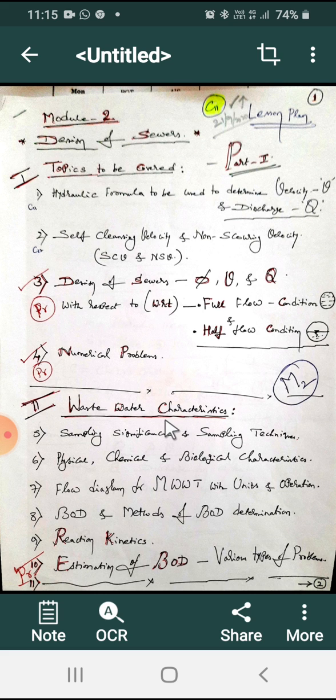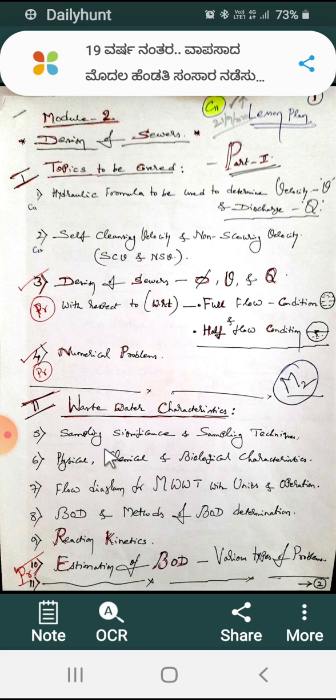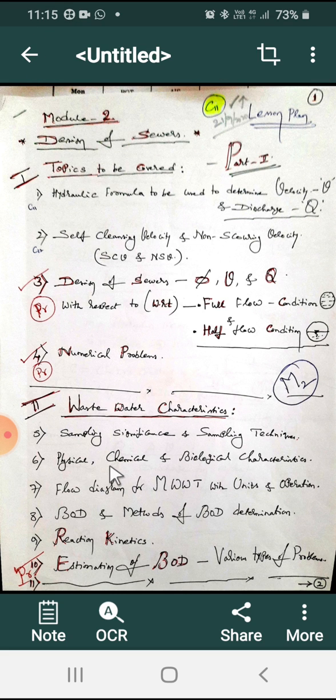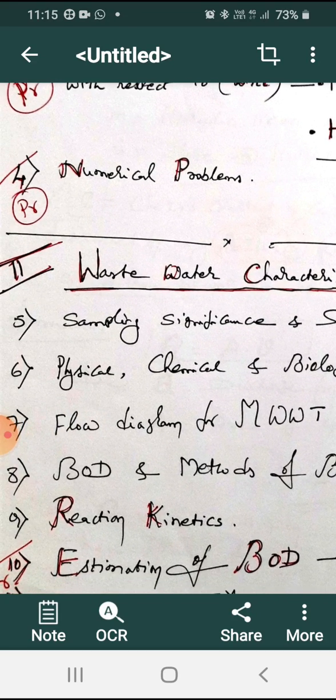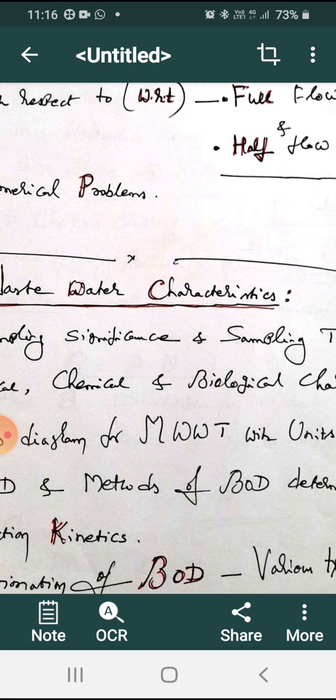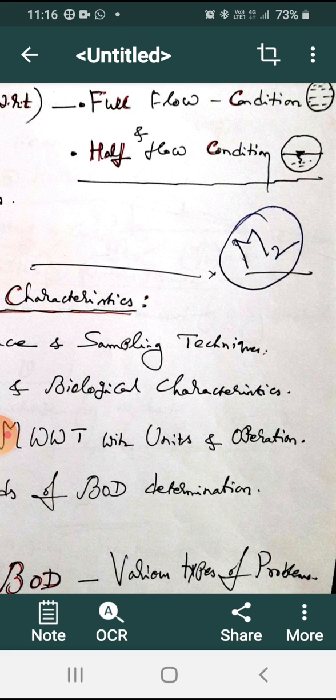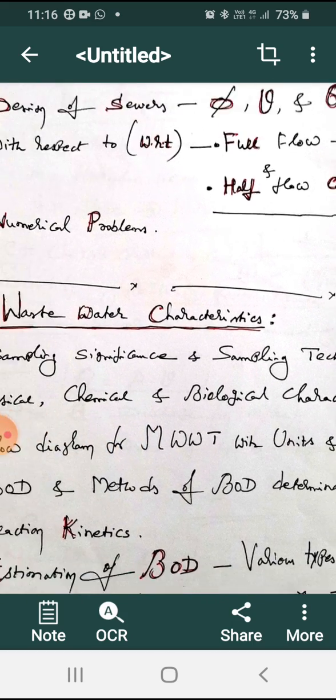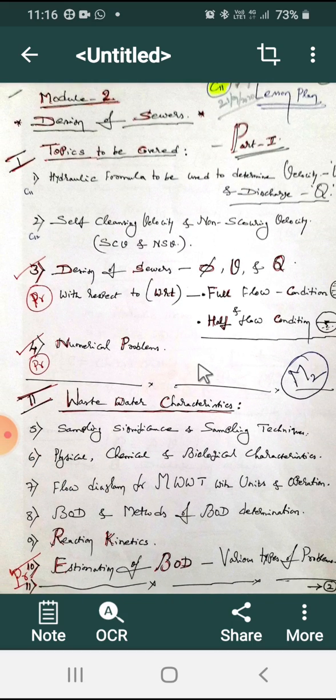This complete topic is concerned with characteristics. What is the meaning of characteristics? Quality or properties. I will just read the topics given here. First, before analysis, you have to go for sampling. Sampling is very important: the significance of sampling and sampling techniques, that is, how to take wastewater for analysis in the laboratory, how to analyze the wastewater sample.